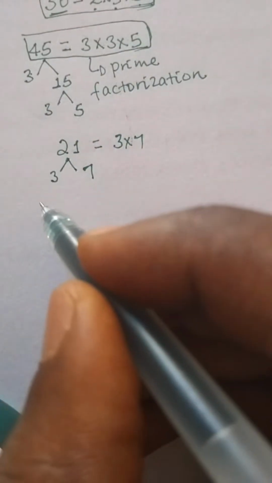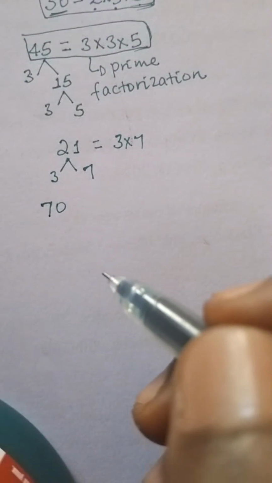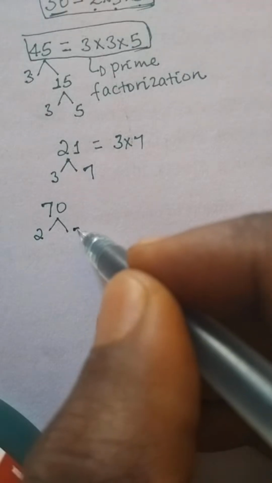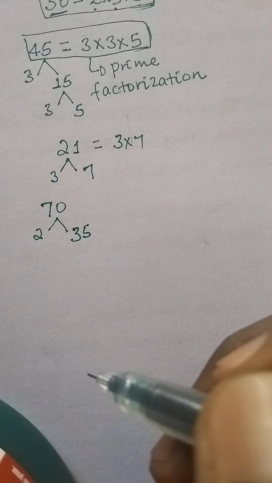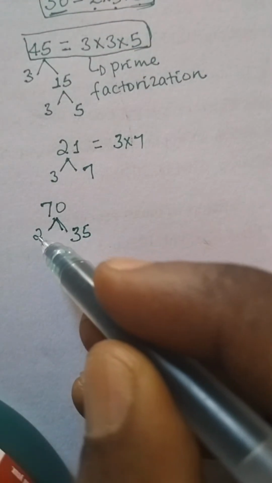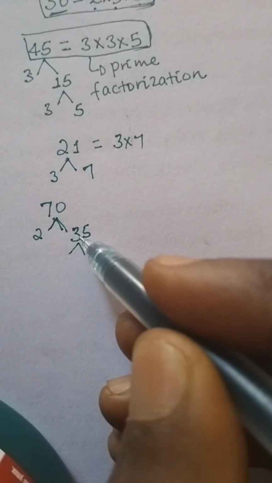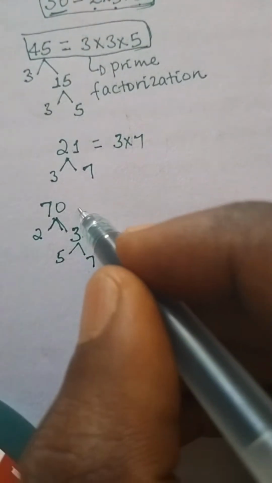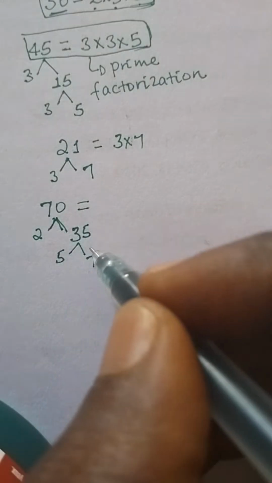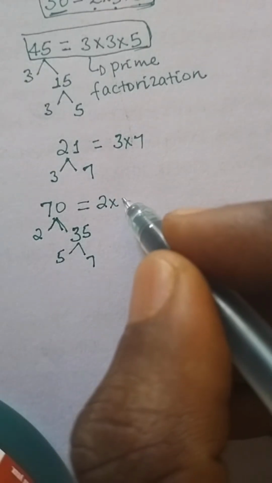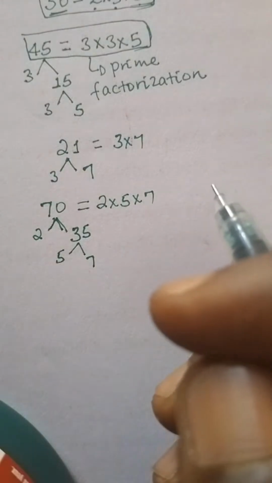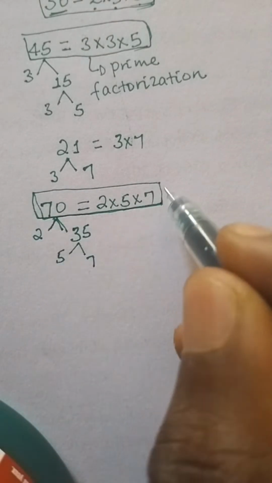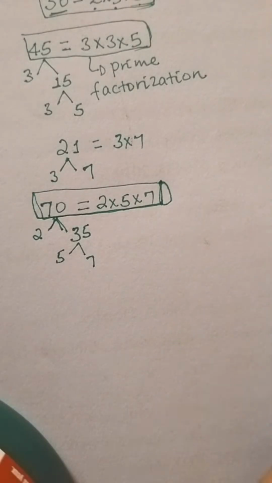Another example. Let's take 70. Is 70 divisible by 2? Yes, 70 divided by 2 is 35. So 2 is a prime number. Let's move on: is it divisible by 3? No. Divisible by 5? Yes. How much? 7. So all these numbers are prime. So 70 can be expressed as 2 times 5 times 7. This is all about it.